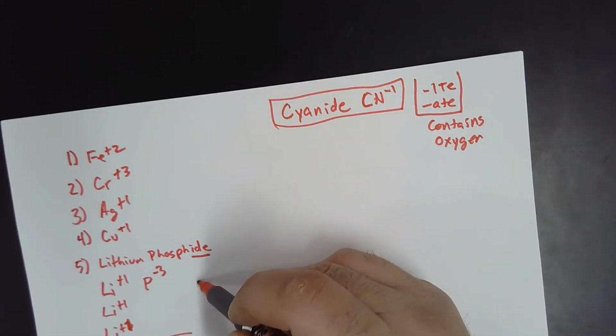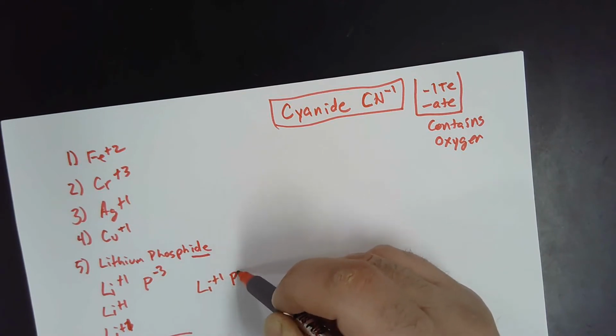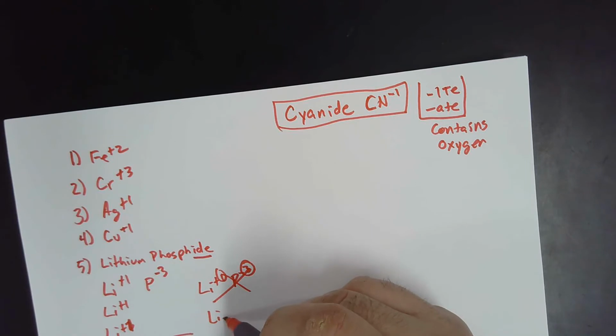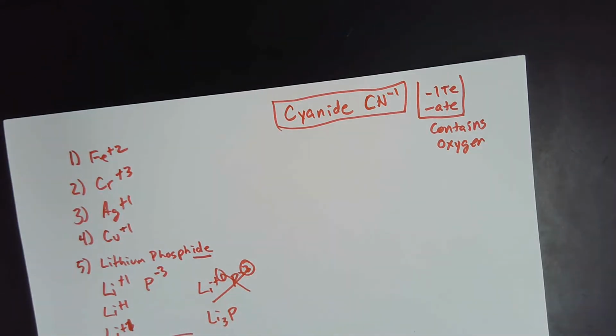Would that have worked with crisscross? Li plus 1, P minus 3. Yes, it would work just fine. Everybody cool with that?